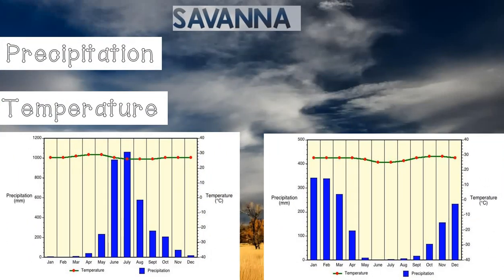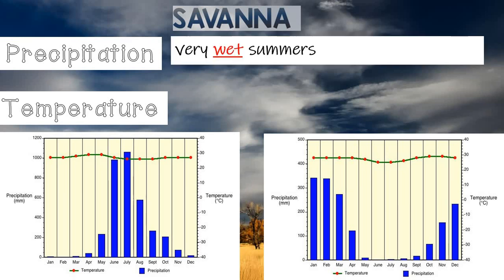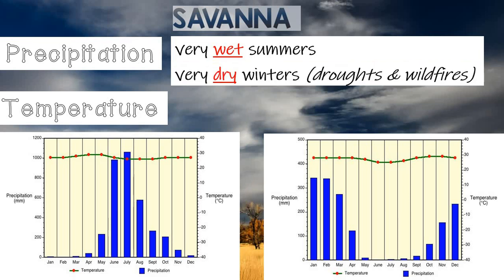So the precipitation in the savanna can be pretty high. It gets about 60 inches of rain, but it all kind of occurs at once. So it has very, very wet summers, and it can accumulate those 60 inches of rain in just a couple weeks of heavy, heavy downpours. And then the rest of the year, it has very dry winters.